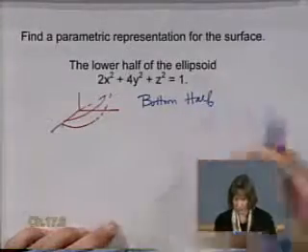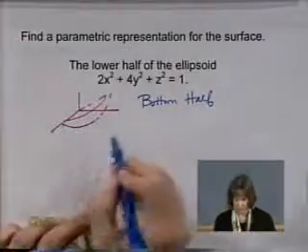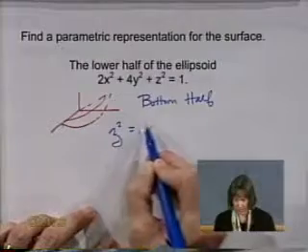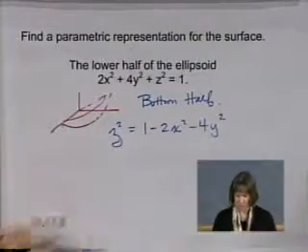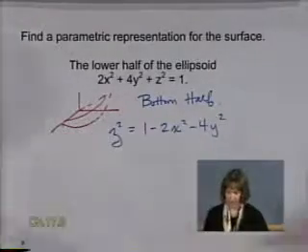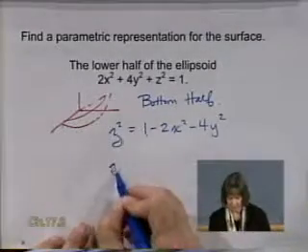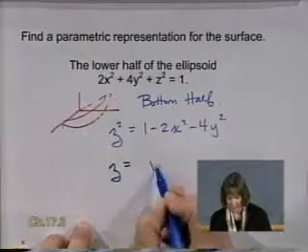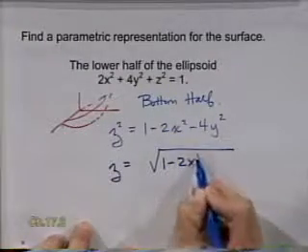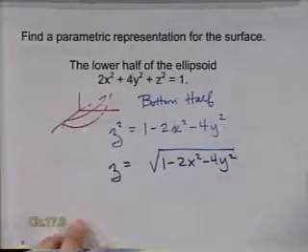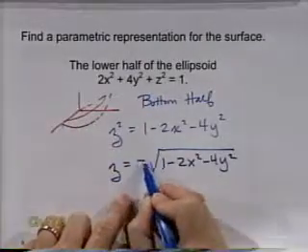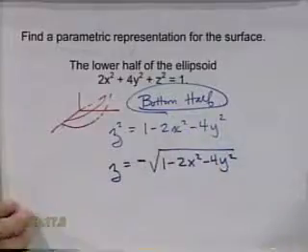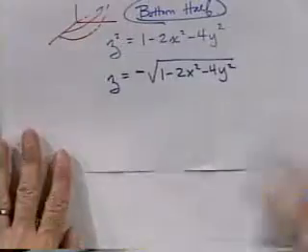Well, normally, if we just wanted the bottom half, we would solve for z. And I'd get z squared is 1 minus 2x squared minus 4y squared, right? And since I want to solve for z, normally we go plus or minus the square root of 1 minus 2x squared minus 4y squared. But since it's the bottom half, it's going to be z equals negative, because it's the bottom half. Well, look how easy this is.